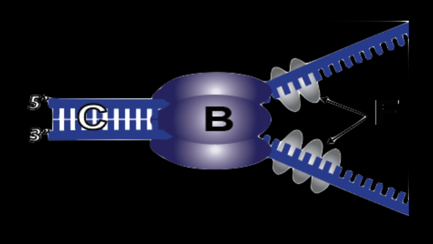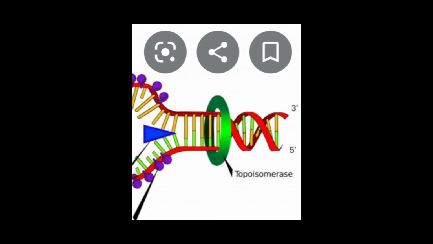The exposed single-stranded DNA is unstable because it is prone to reannealing and degradation caused by nucleases. As you can see, the gray color in the image is the single-stranded binding protein, which prevents and protects single-stranded DNA from reannealing and degradation caused by nuclease enzymes. As the helicase continuously unwinds, breaking the hydrogen bonds, the topoisomerase takes its place.